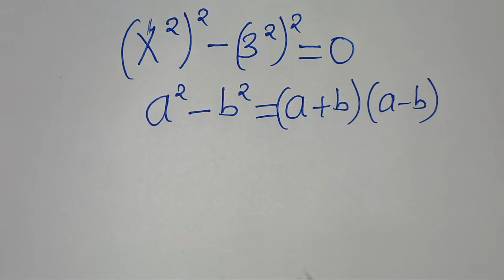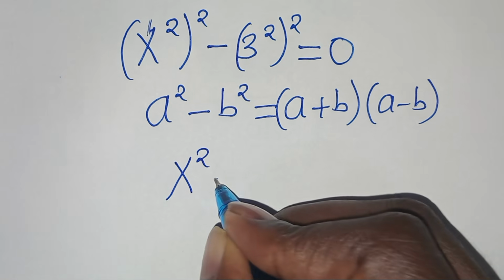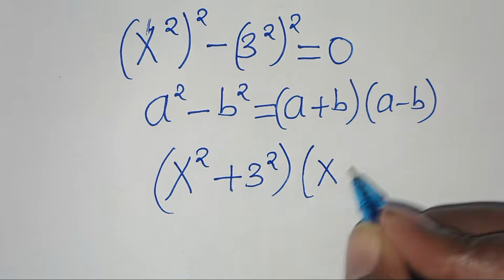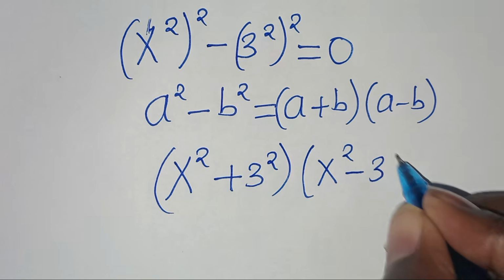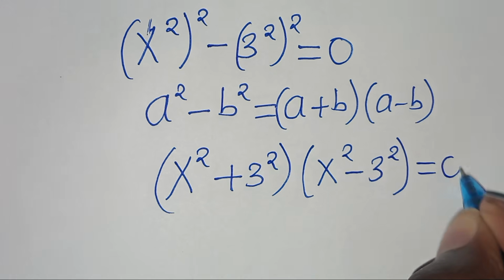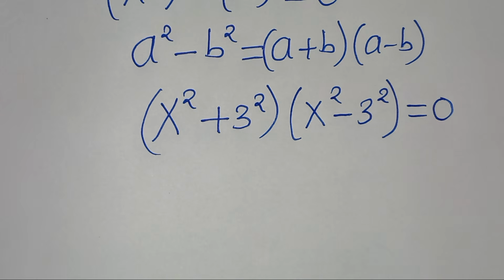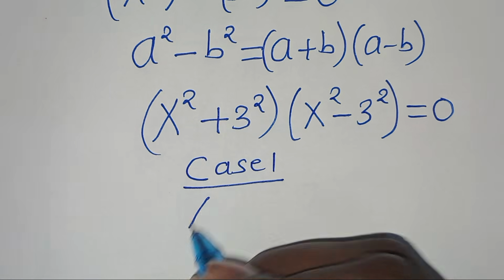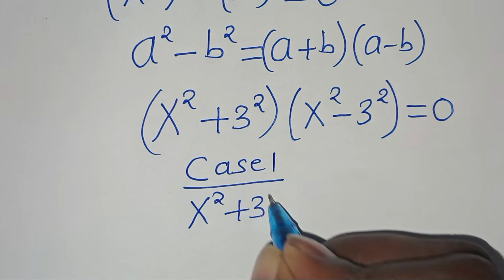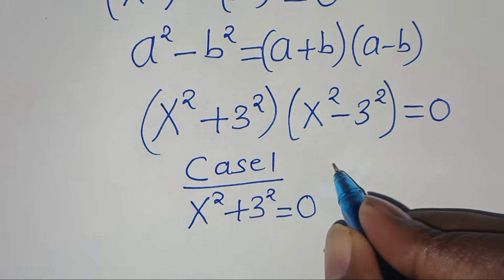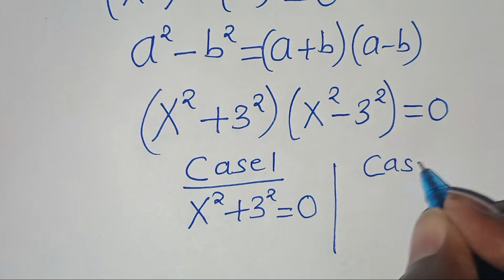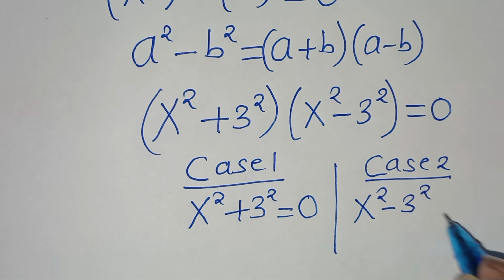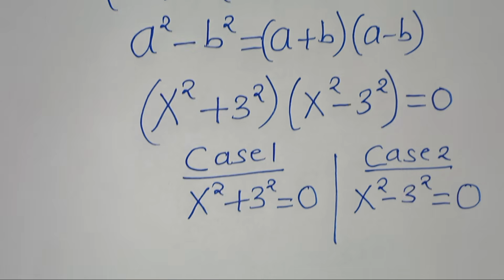So this is to mean that we have x to the power of 2 plus 3 to the power of 2 multiplied by x to the power of 2 subtract 3 to the power of 2. This is equal to 0. So we have got two cases here. We have case 1, which is x to the power of 2 plus 3 to the power of 2 equal to 0. Then we have case 2, which is x to the power of 2 minus 3 to the power of 2 equal to 0.